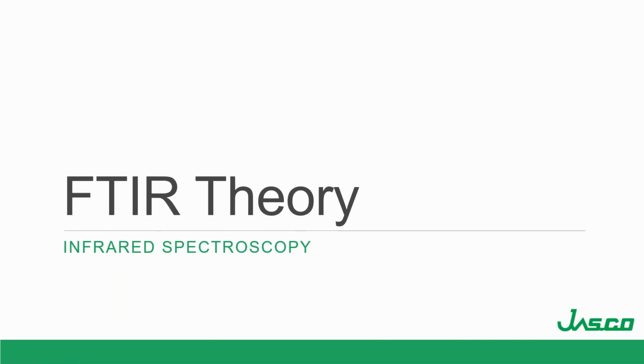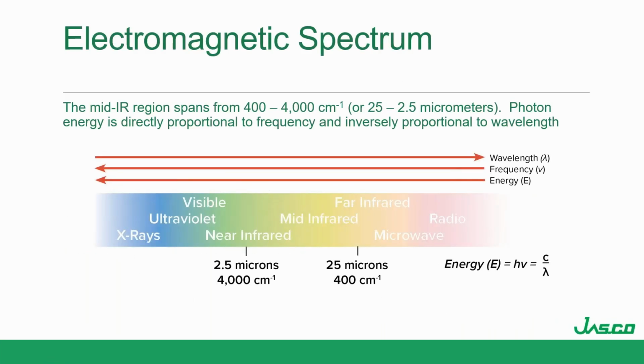So a little introduction to the theory of infrared spectroscopy. Infrared spectroscopy is in the electromagnetic spectrum from 2.5 microns to 25 microns. As you go from right to left, you increase in energy and increase in frequency, but decrease in wavelength. So this is less energetic than this.